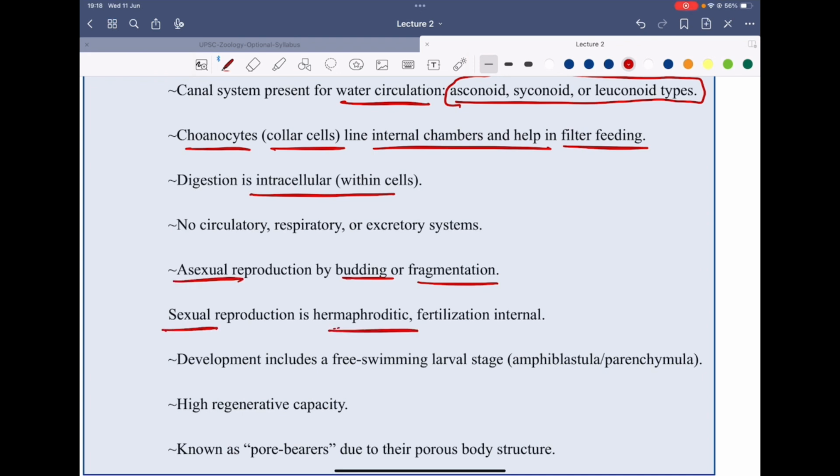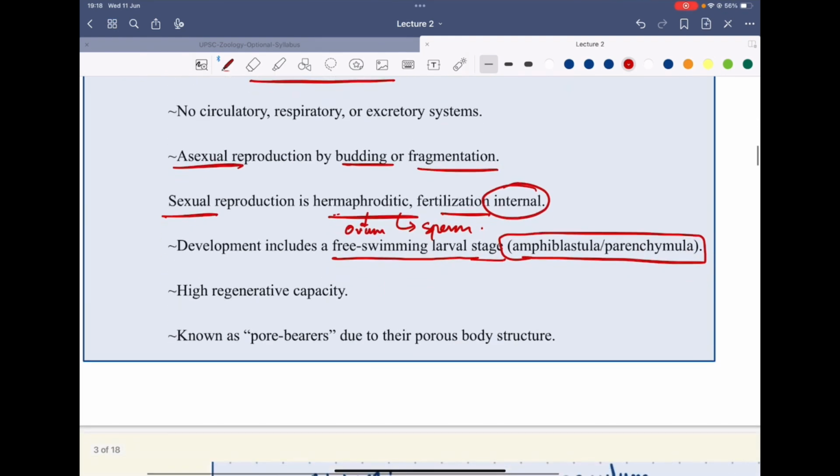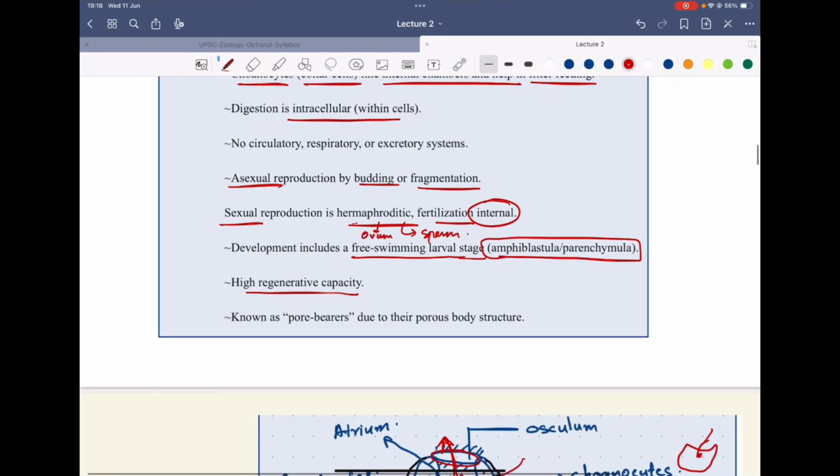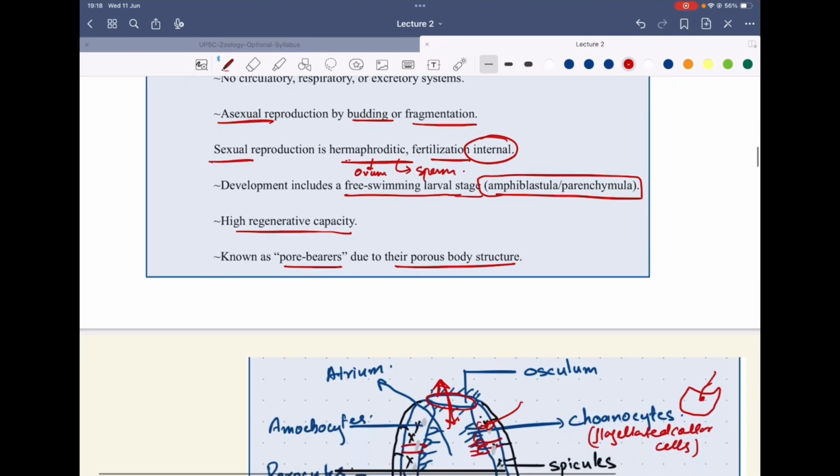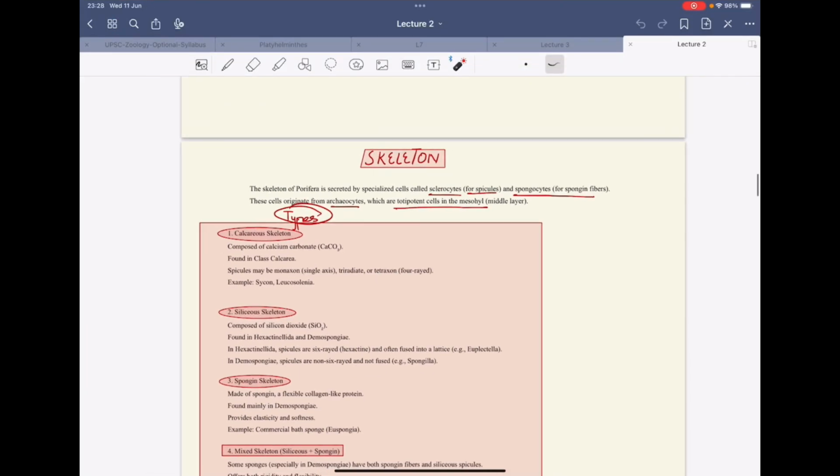The sexual reproduction is hermaphroditic, and the fertilization is internal, because this organism contains both male and female. The same sponge will be able to produce both ovum as well as sperm. The development includes a free swimming larval stage, that is amphiblastula or parenchymula, and it has high regenerative capacity. So these are known as the pore bearers.